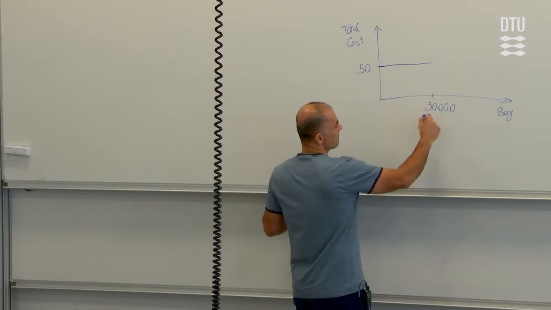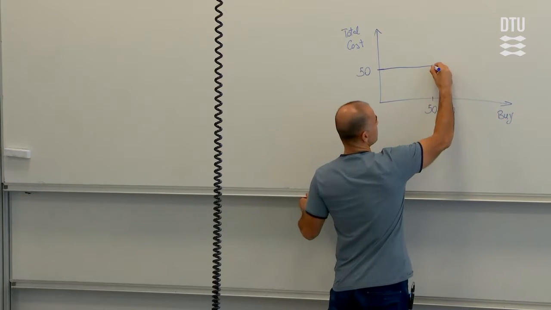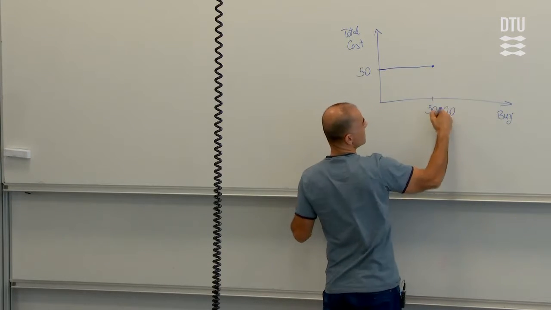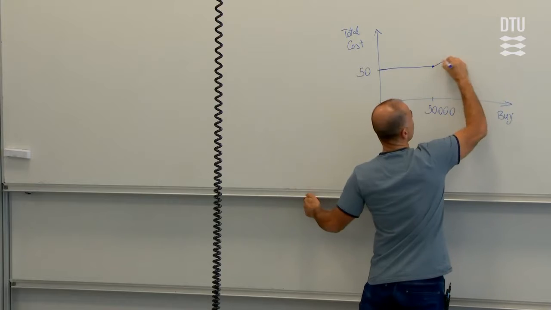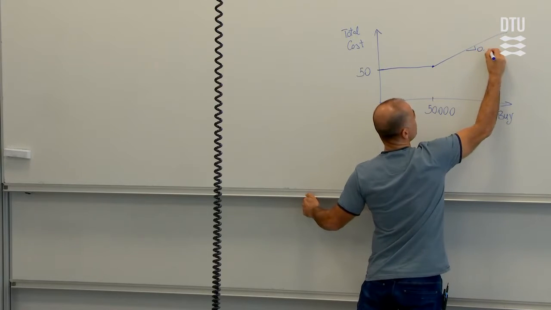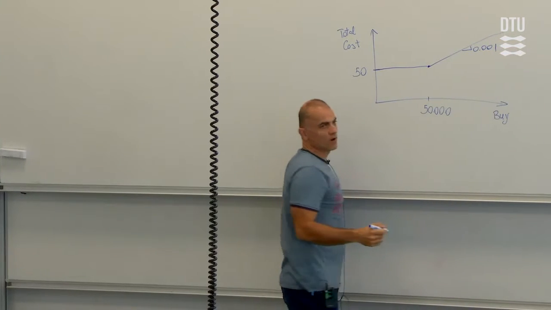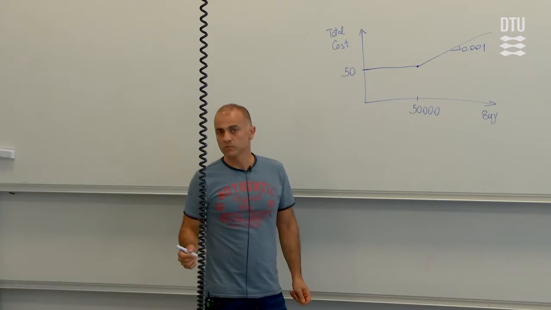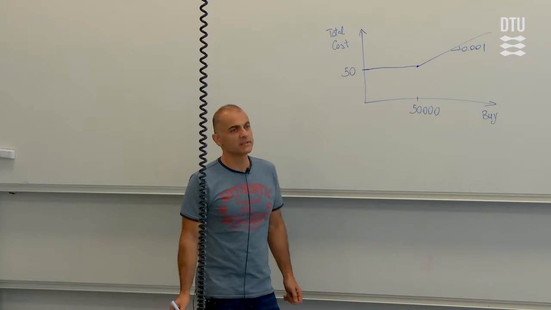So for this example, again, up to 50,000, I'll pay 50. And at this particular point, I can either pay the 0.1%, or 0.001, right, which is 0.1%.